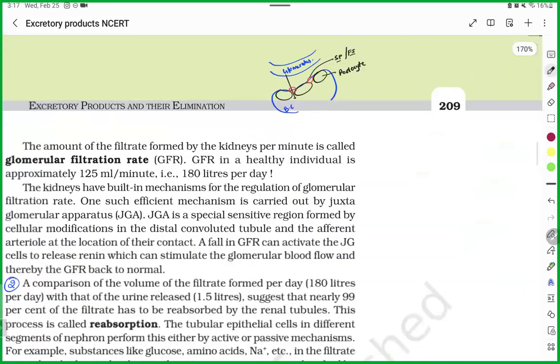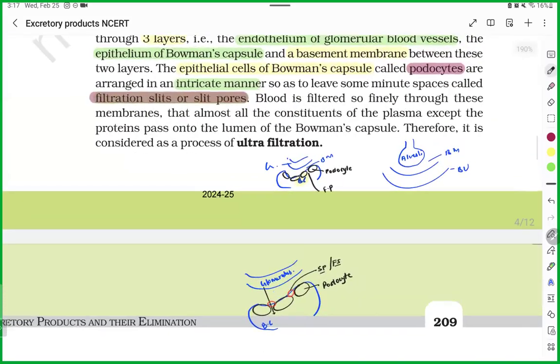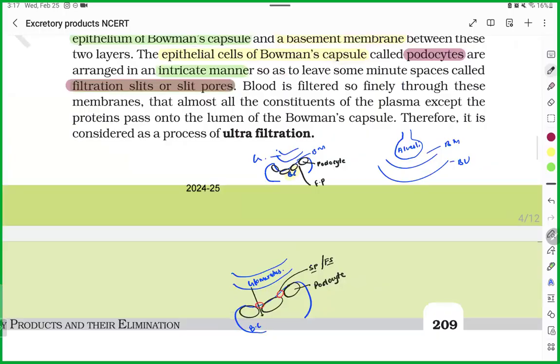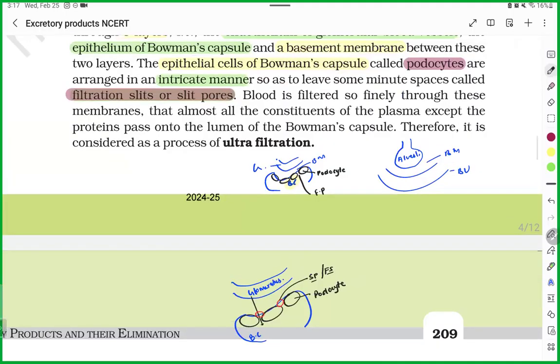Many students face understanding problems with slit pore, podocyte, and many more things. In this whole process, blood is filtered perfectly. Finally, what does podocyte do? Podocytes arrange themselves in Bowman's capsule. Only then are the slit pores formed.